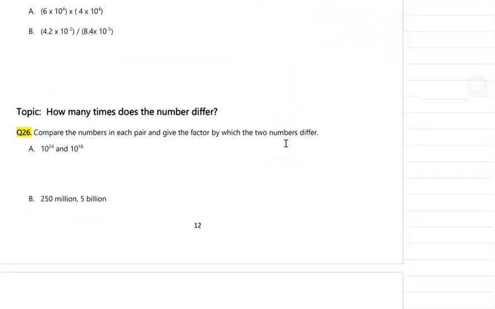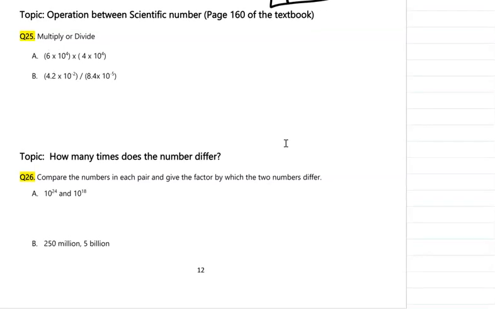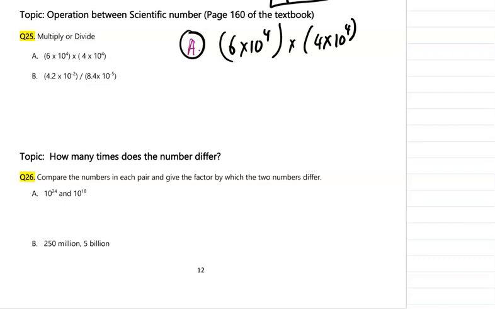Okay, multiply or divide. In this question, you multiply two scientific numbers. For part A, you multiply 6 times 10 to the power 4 and 4 times 10 to the power 4. To multiply these numbers, you multiply the coefficients and 10 to the power 4 and 10 to the power 4, which gives you 24 times 10 to the power 4 plus 4.